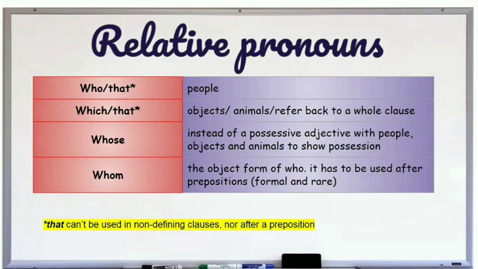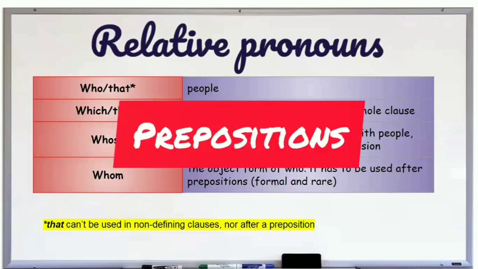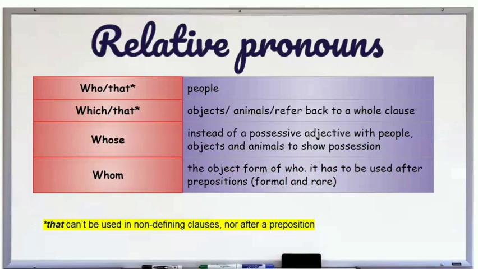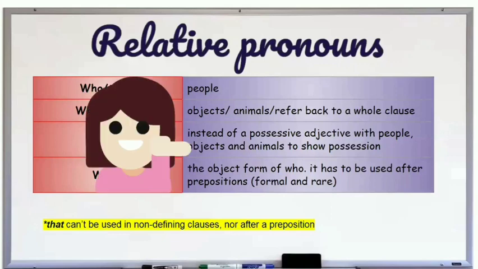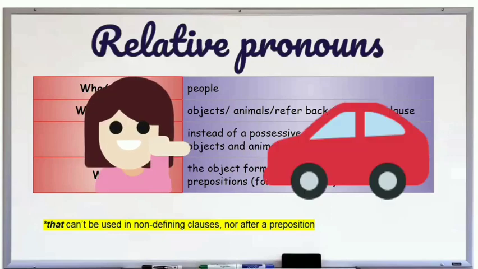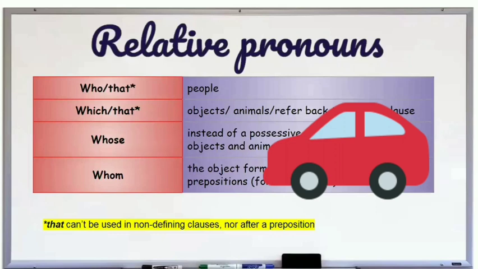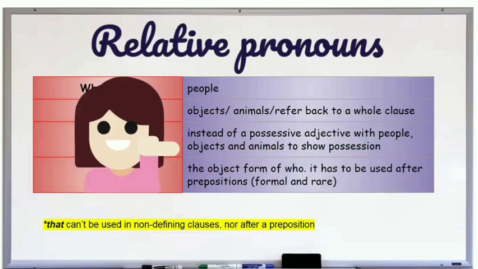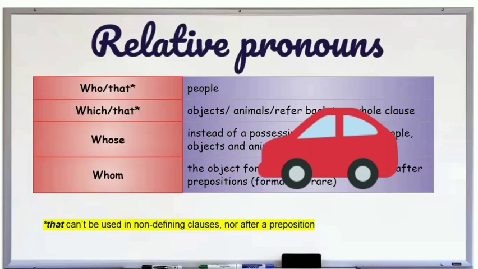And last but not least, whom. Well, whom, pay attention to this because whom is not so frequent and it's very formal. It's the object form of who, and it has to be used after a preposition. So in general, we are going to use who again. So I can say, this is the person who I sold my car to. But if I want to be more formal, I would say, this is the person to whom I sold my car.